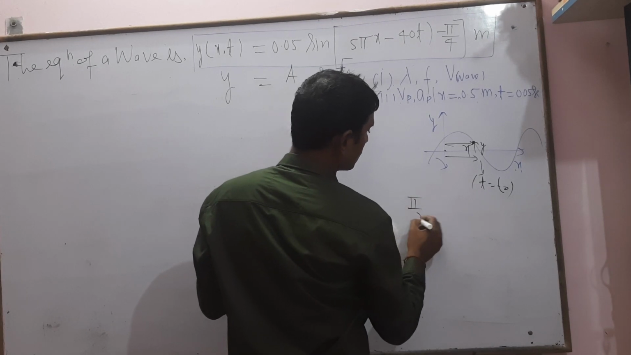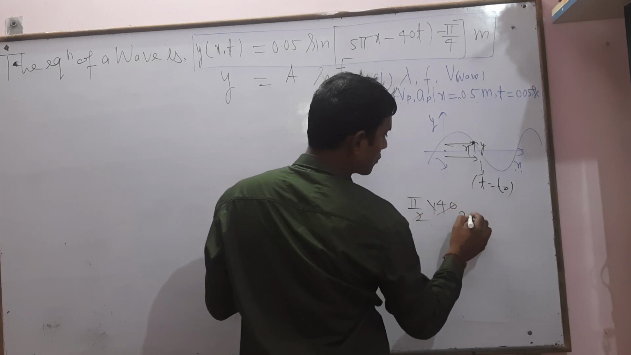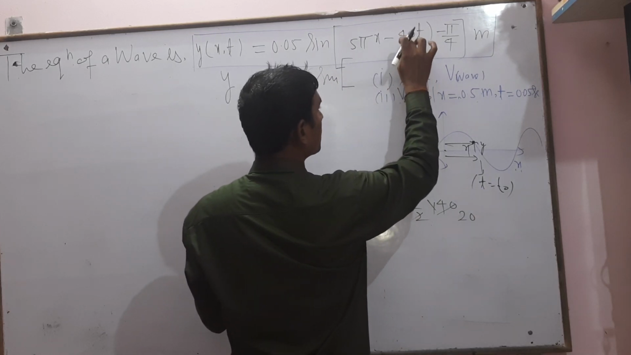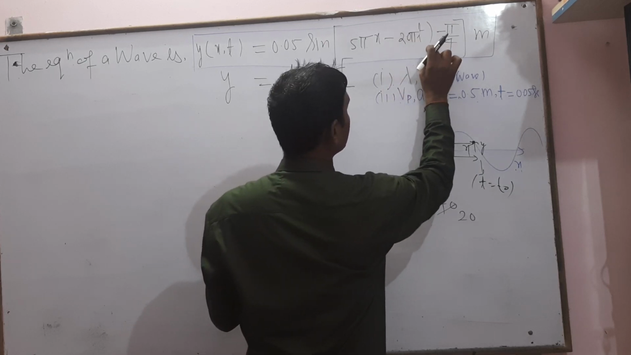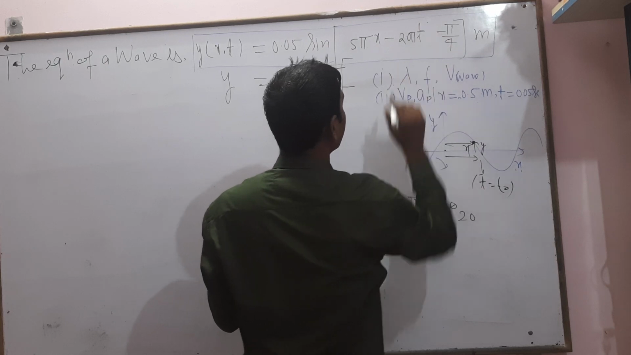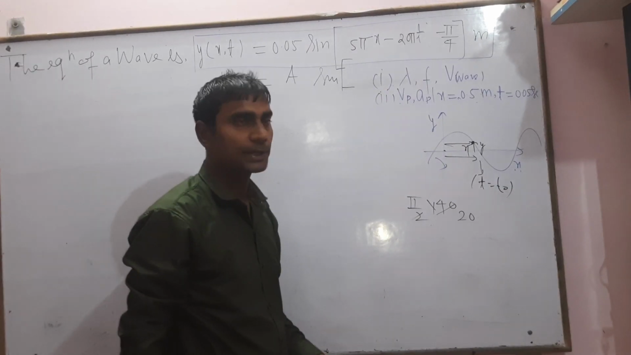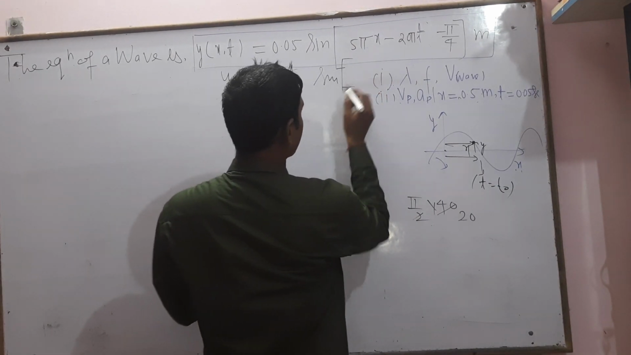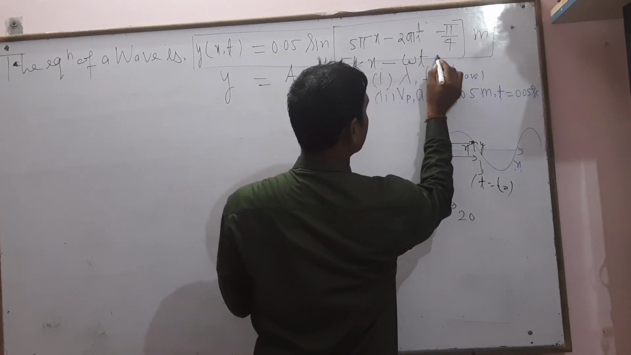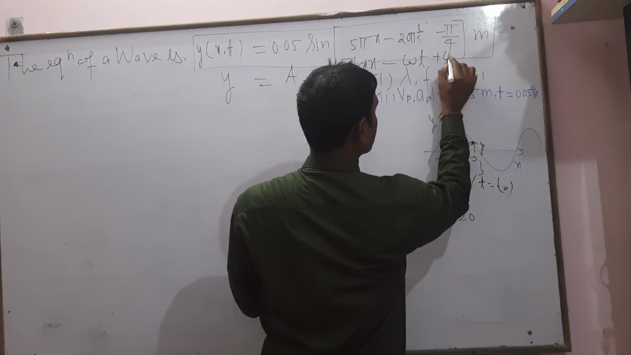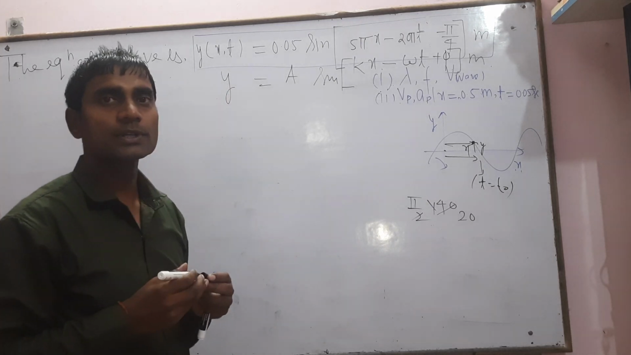This is π/2 into 40. Into 40 means this is the value 20. So this will be 20π. Multiply π/2 in those numbers, so this type of value will be created. So sine of alpha, this number is the kx, kx minus omega t minus phi, in meters. So this is the equation of a wave.